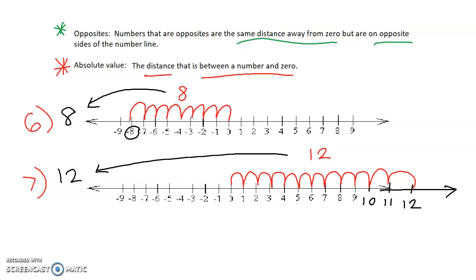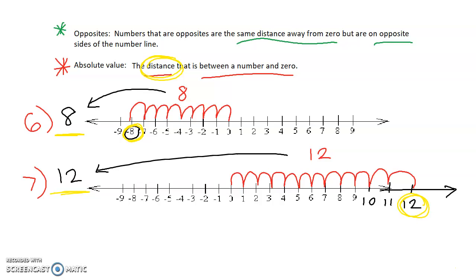Now, you may have noticed, even though this is a negative 8 and this is a positive 12, their answers, or their absolute values, are both positive. That is always going to be the case because the absolute value is a distance. It is always going to be positive. You can't have a negative number of spaces away from 0 or a negative distance away from 0. It always has to be a positive difference. So no matter what, your absolute value is positive.